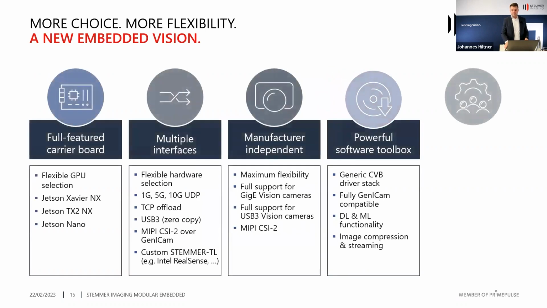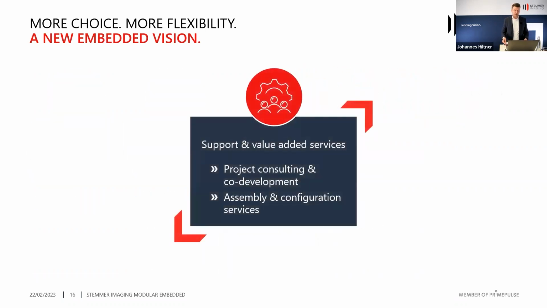So last but not least, STEMMER Imaging is not only providing the carrier boards and the cameras and the software, which is hardware and software combined, but STEMMER Imaging also provides a pretty broad range of application-specific and value-added services. So starting from project consulting, even to co-development, whenever it comes to highly sophisticated application development, for example, but also down to assembly and configuration services. So with these service packages, our customers are able to speed up the application development. So it's a clear time saving there.